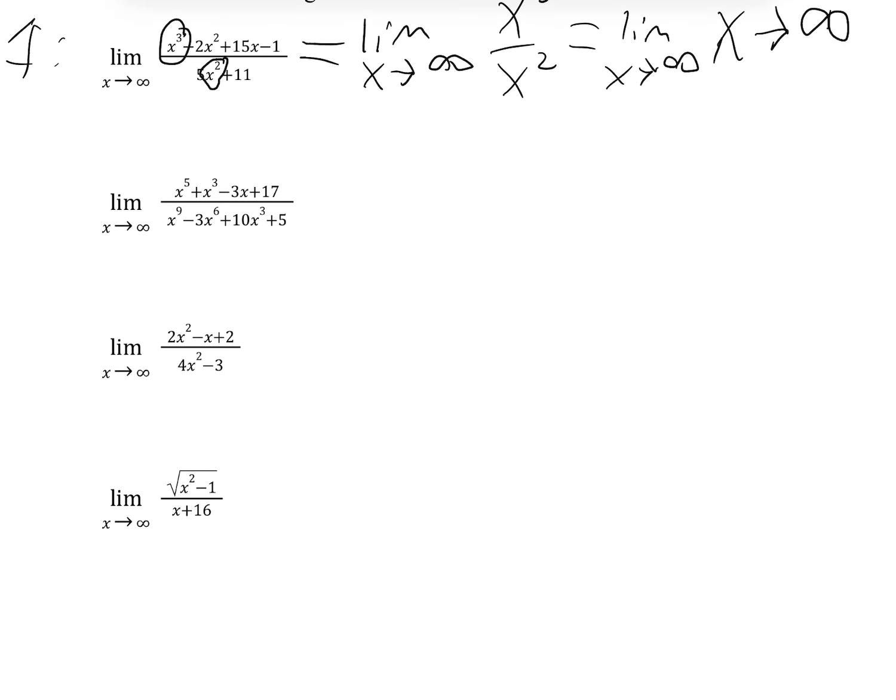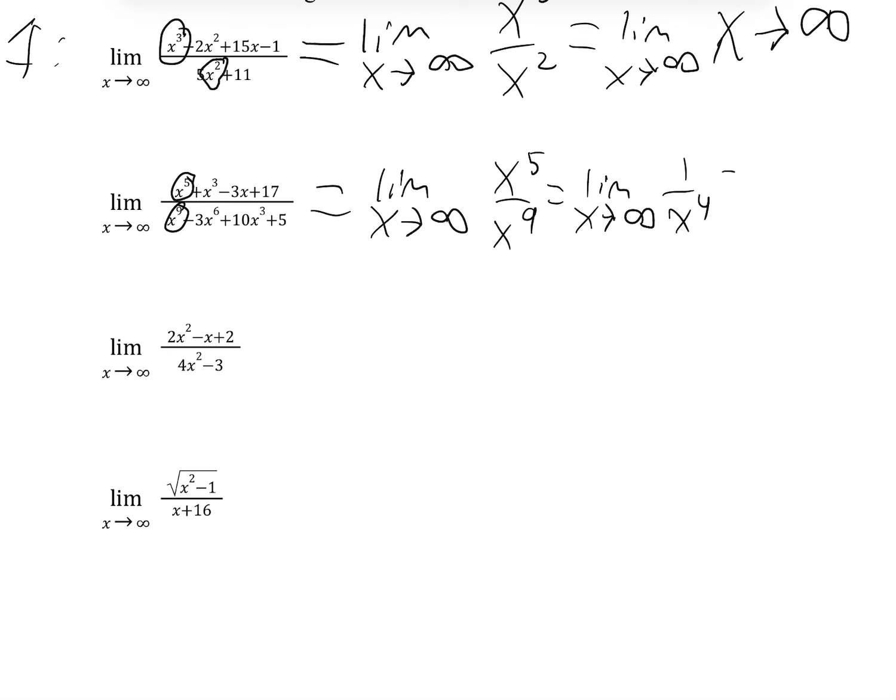Next problem. We have an x to the 5th, that's the biggest term, over an x to the 9th. None of the other terms matter, because it's a polynomial divided by a polynomial. I'm going to say this equals the limit as x goes to infinity of x to the 5th over x to the 9th. That's the limit of 1 over x to the 4th. Now remember your basic limit introduction: 1 divided by a really, really big number approaches 0.